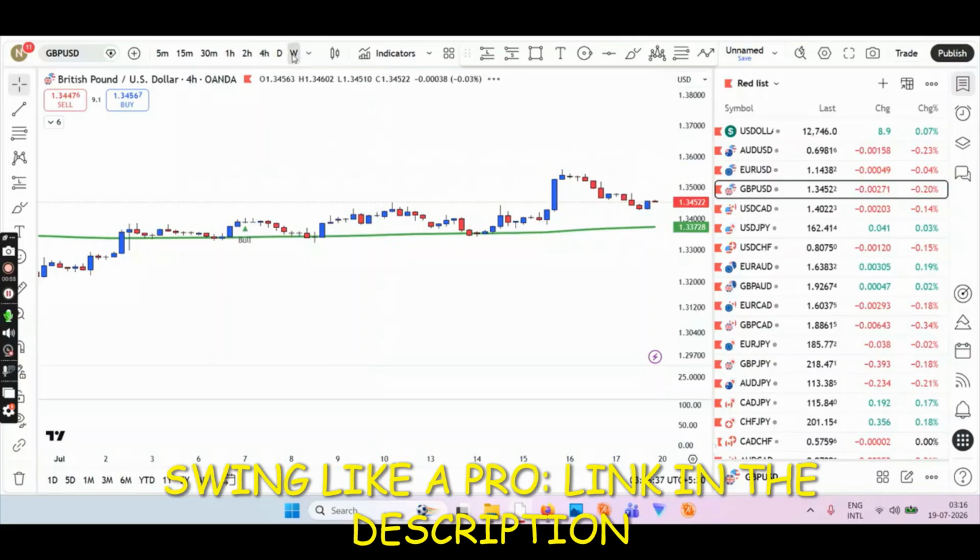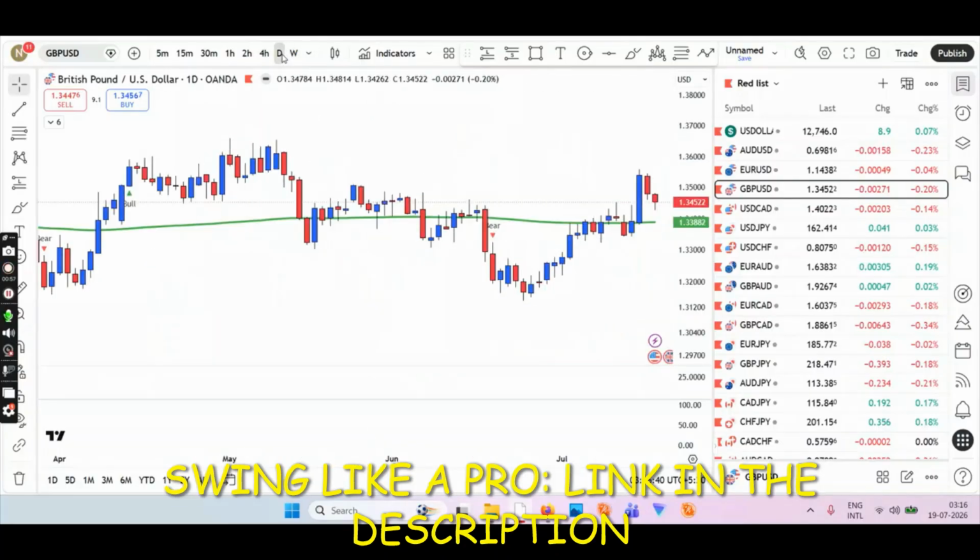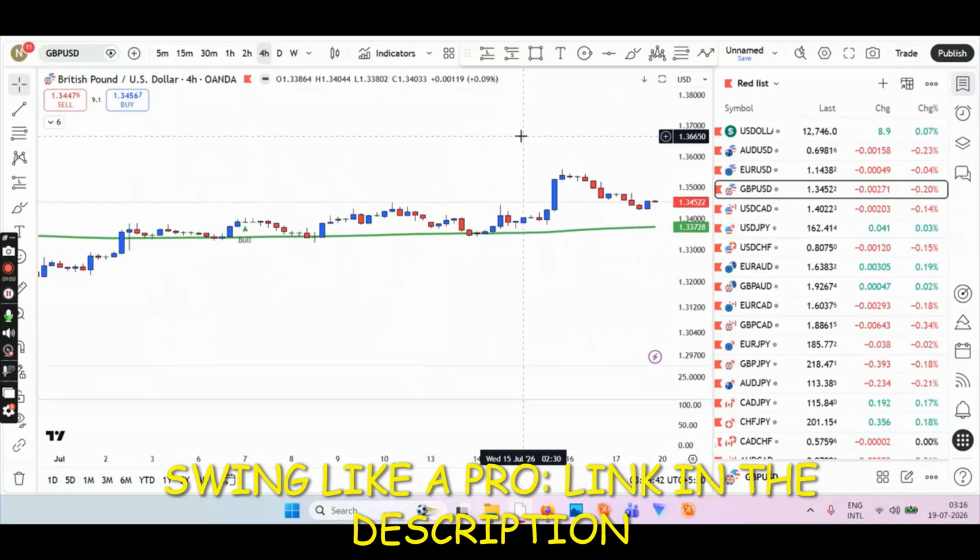Okay, weekly above, daily is above, 4 hour is above, everything is above the EMA. Look for longs after the pullback.